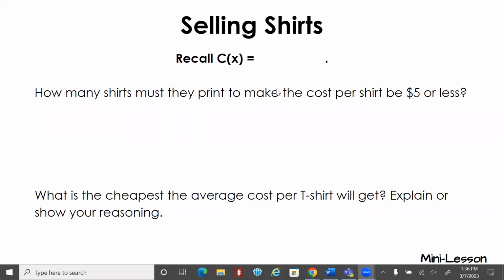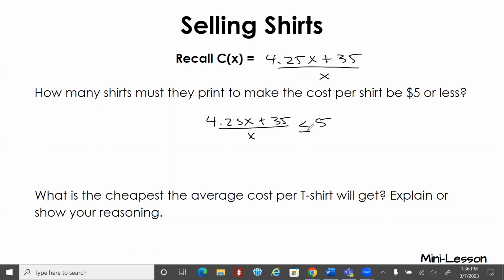Okay. How many shirts must they print in order to make the cost per shirt be $5 or less? We want to know when that happens at the first instance. So we had our equation, this is just from the previous slide, and we want to know when it's $5 or less. So we want 4.25x plus 35 divided by x, and we're going to say that's less than or equal to $5. So now we can cross multiply and solve this out.